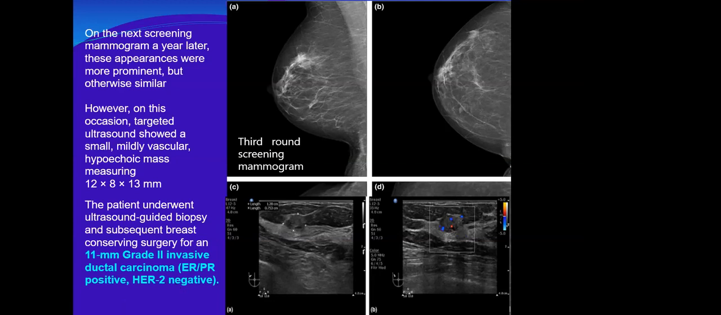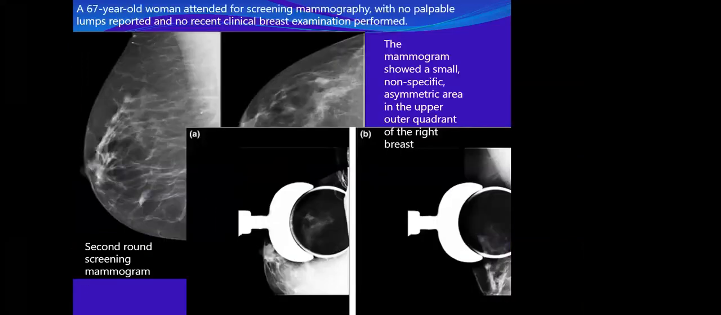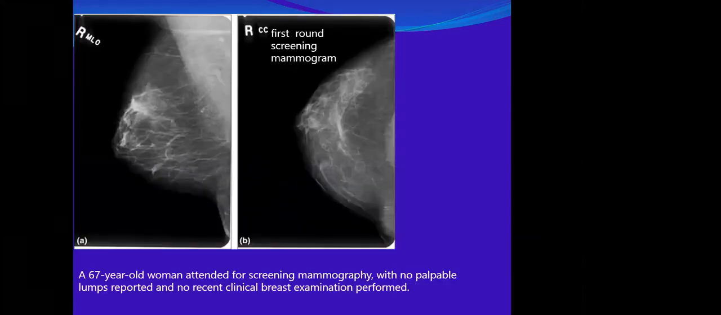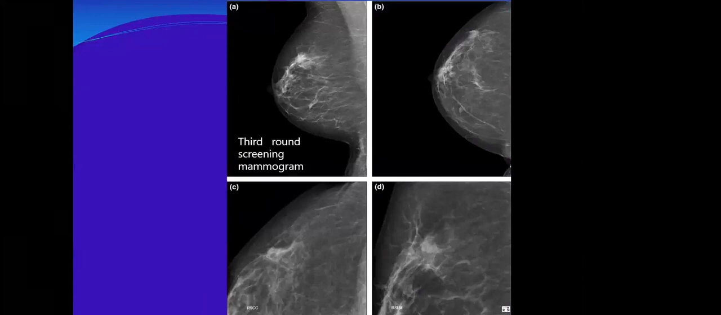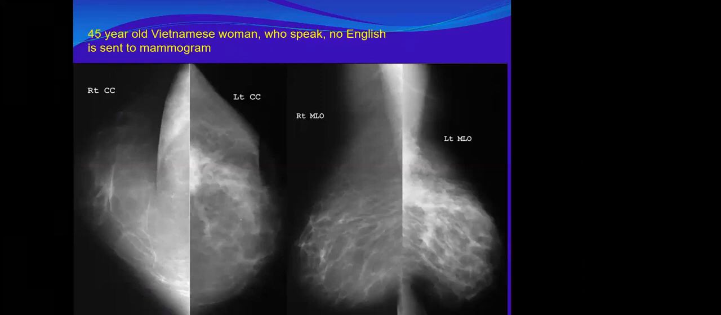See, so we have to be cautious. If we have a subtle lesion like this, we have to look for the previous studies, and if it is a developing asymmetry, we have to do ultrasound and go further, not just pass it.